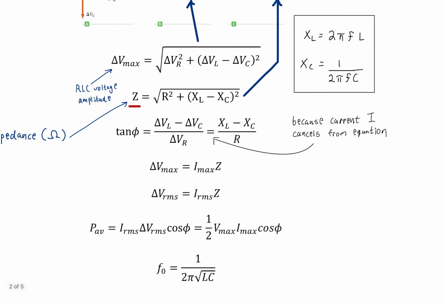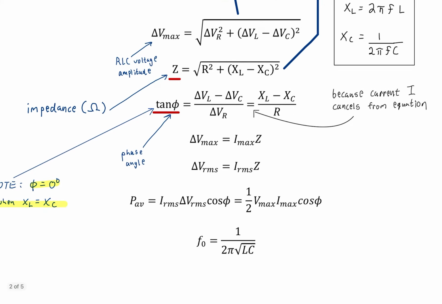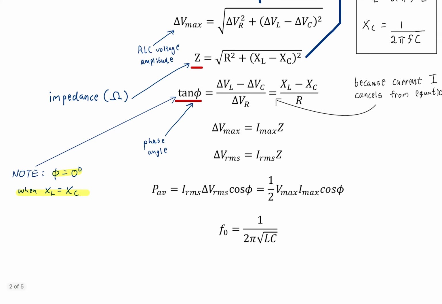All right. Then we've got Ohm's law. Oh, that's a phase angle, as I mentioned. Oh, one more thing. Note that when the phase angle equals 0 degrees, that happens when the reactance of the inductor equals the reactance of the capacitor, which we can see, right? Because if I set these two reactances equal to each other, then my numerator up here would just go to 0. And the only way for that to be true is for the angle to be 0, because tangent of 0 degrees is 0.